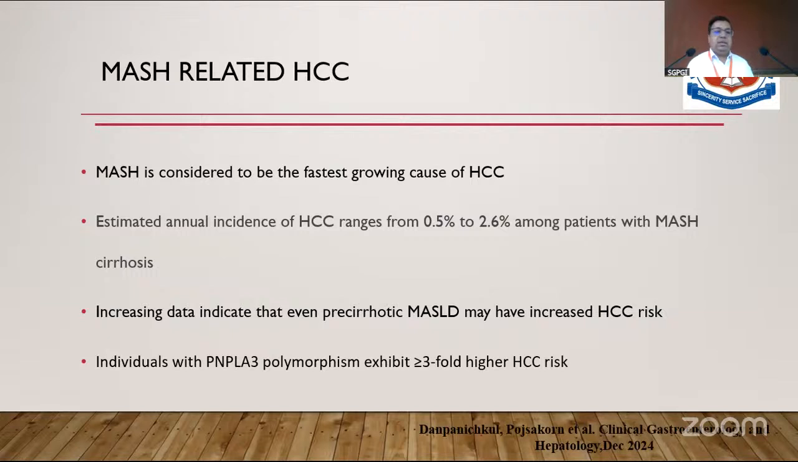MASH-related HCC may be considered the fastest growing cause of HCC. The estimated annual incidence of HCC ranges from 0.5% to 2.6% among patients with MASH cirrhosis. Increasing data indicate that even pre-cirrhotic MASH may have an increased risk of HCC. Individuals with PNPLA3 polymorphism exhibit a threefold higher risk of HCC.